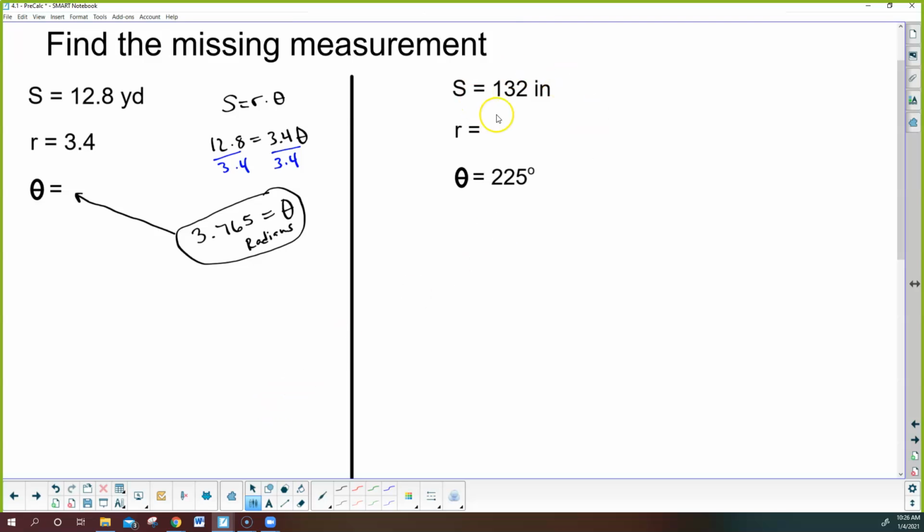Okay. And then the last one, arc length is 132 inches. I don't know the radius, but this time I know theta. However, theta is written in terms of degrees. We need to convert into radians. So I need to put pi back into the answer.